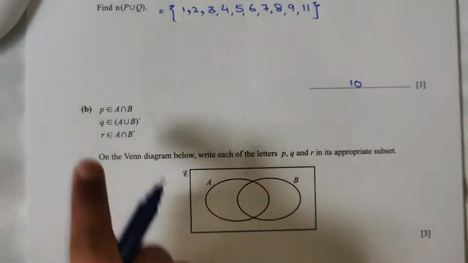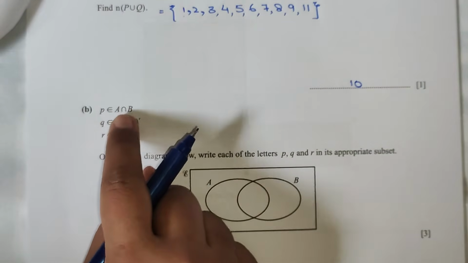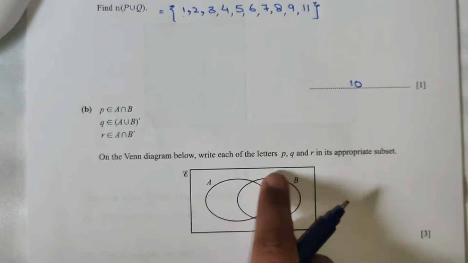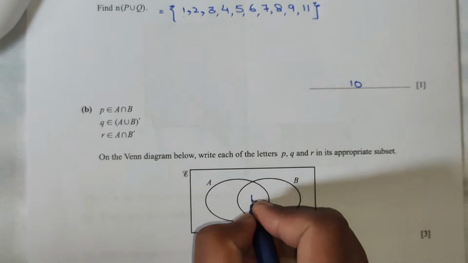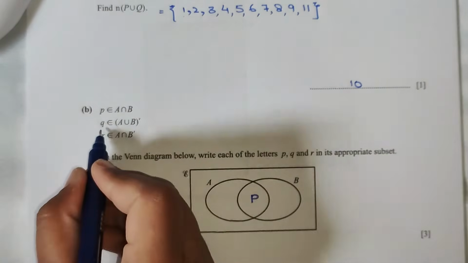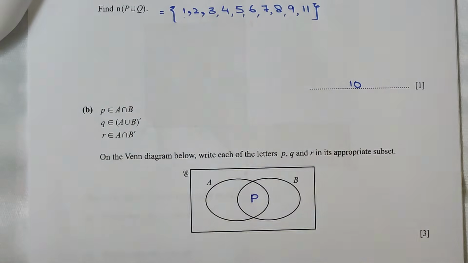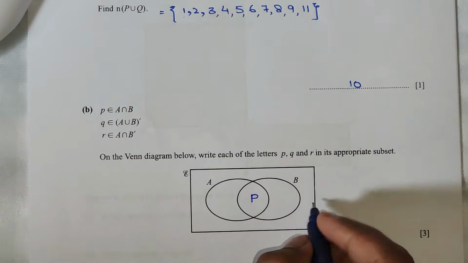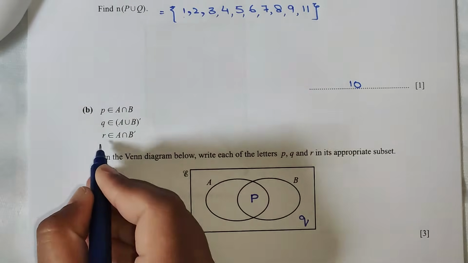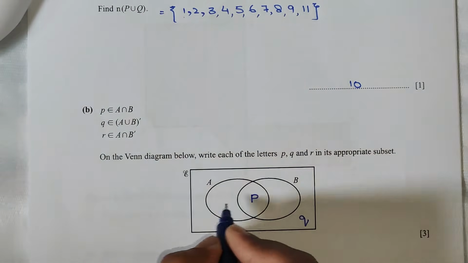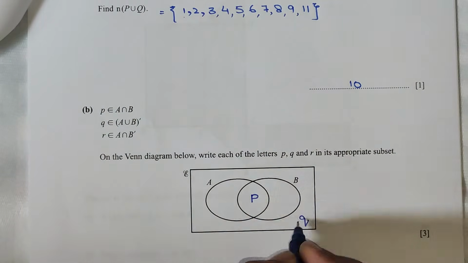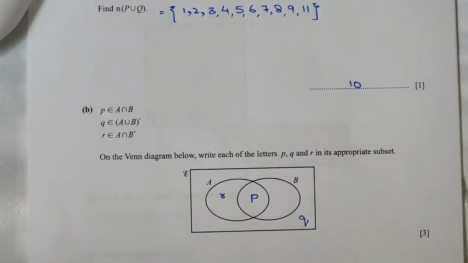Now for the B part, P belongs to A intersection B. This is set A, this is set B, and the intersection would be here. Q belongs to A union B complement, which is outside. R belongs to A intersection B complement, that is A and its intersection with the B complement. On the Venn diagram below, write each of the letters P, Q, and R in its appropriate subset. So we did it.